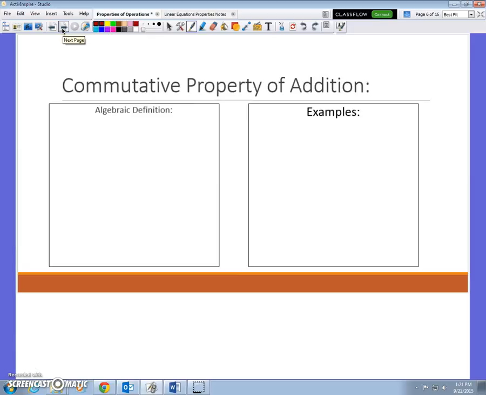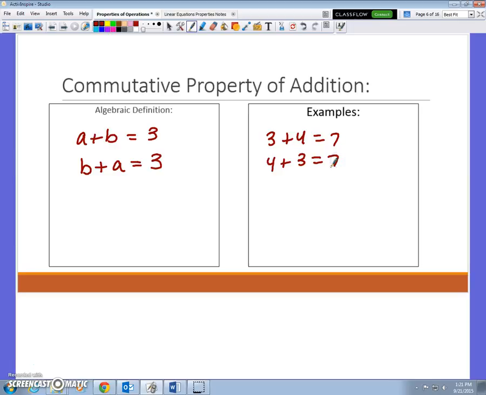Commutative property of addition. That's saying if a plus b equals 3, then so does b plus a. It's also equal to 3. All right. It means it doesn't matter what order you add the numbers in, they're still going to add up to the same amount. So that works with positive and negative numbers. We call it the commutative property of addition. 3 plus 4 will equal 7, as well as 4 plus 3 equals 7. That's when you switch order in an addition problem. Switch the order.